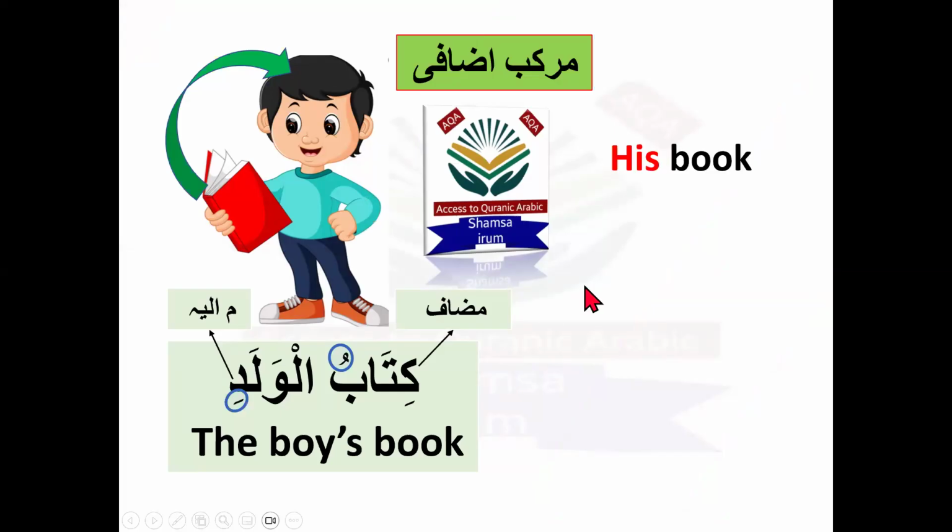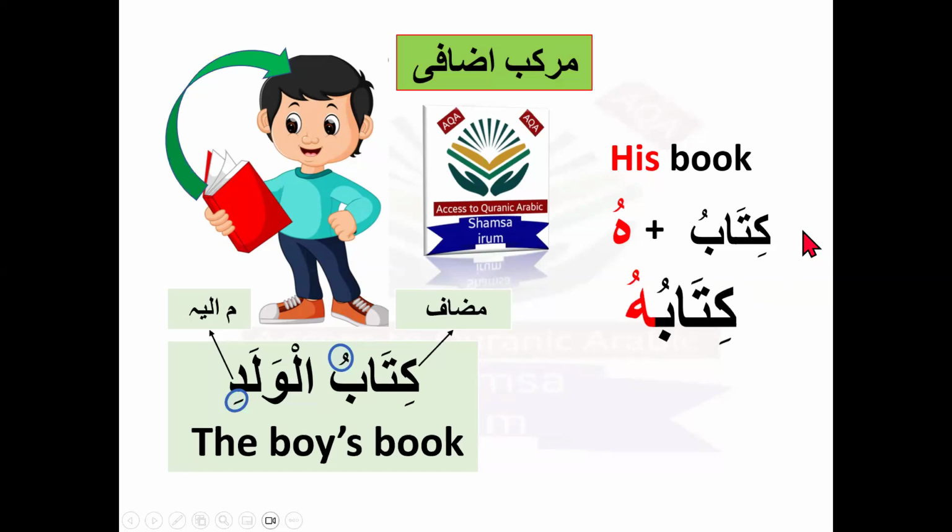First of all, if I say the boy's book, and instead of boy I want to say his book, then what we have to do is attach the word book with a pronoun. So book in Arabic is kitabu. Look, there is no al, no tanween, because the mudaf rule is that there should not be any al or tanween. So now I will attach this word kitab with the pronoun hu. We will attach them, it will become kitabuhu.